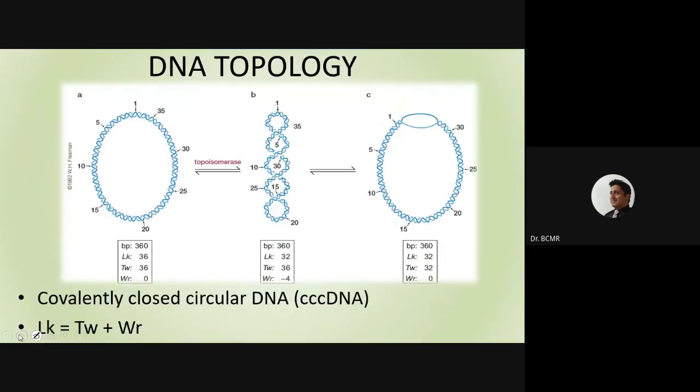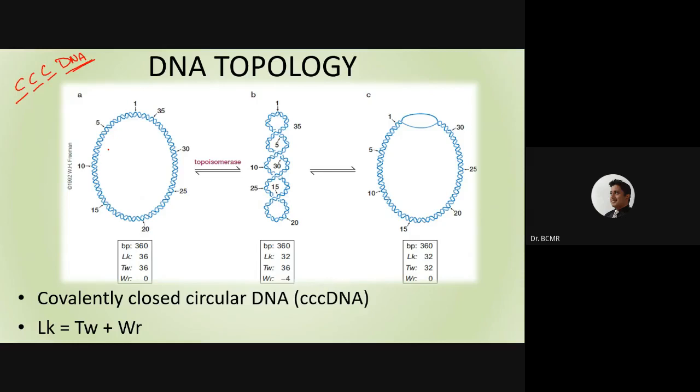DNA topology is about how DNA is organized at a higher level than coils. There is something called CCC, covalently closed circular DNA. The majority of plasmids and bacterial chromosomes are circular in nature, organized something like this.